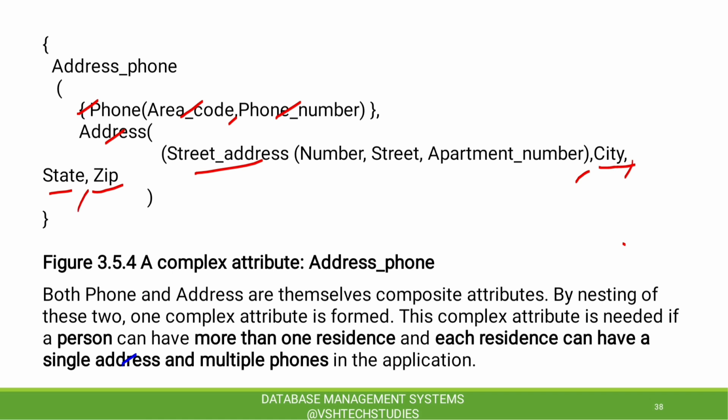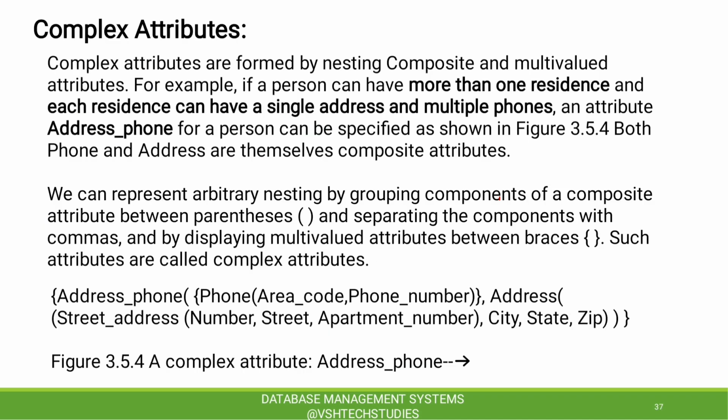This kind of formation is required because a person can have more than one residence, so address_phone is a multivalued attribute. Then each residence can have a single address, so address is a single valued composite attribute, and multiple phones, so phone is a multivalued composite attribute. That is how one complex attribute is formed by nesting multivalued and composite attributes. That is all about complex attributes, which are formed by nesting composite and multivalued attributes.